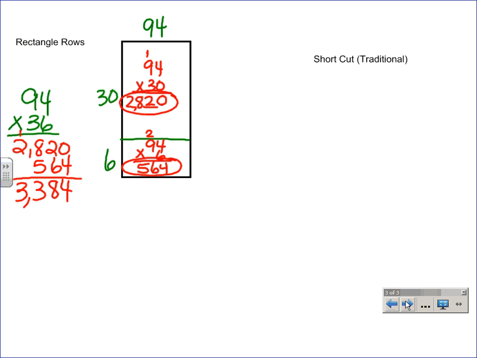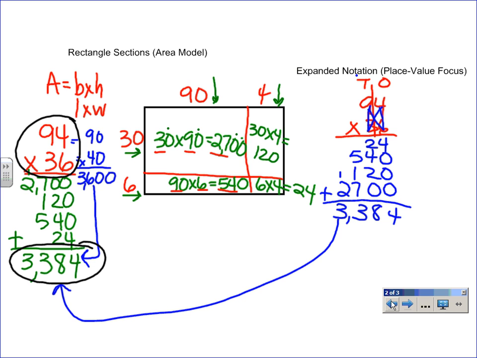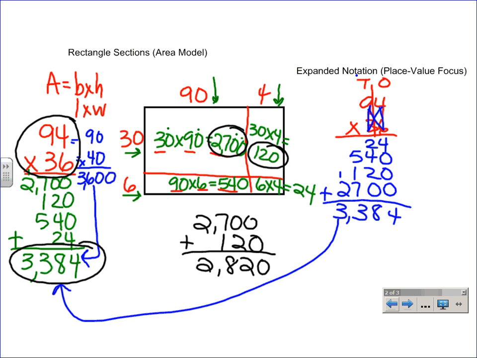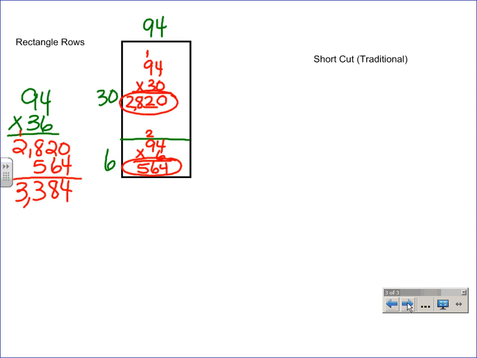Same with 94 times 6. So what I just did is, instead of multiplying these two and getting two separate partial products, now I've taken 2,700 and that 4 times 30, 120, and I've made them 2,820. Same with down here, the 540 and 24. I have 564. And that's what I have here, 564 and 2,820. So I got both of that multiplying done in one step so that I didn't have 4 steps. Now I'm down to 2 steps.